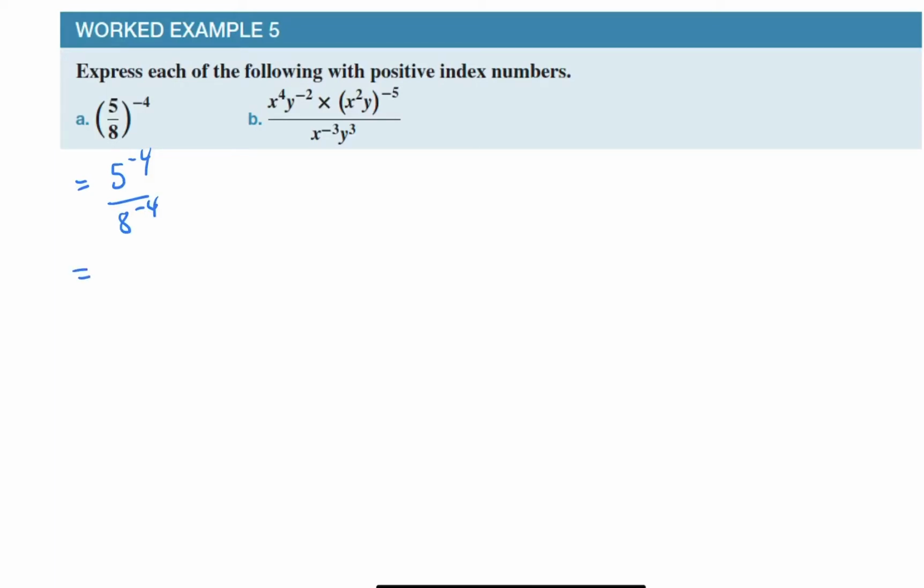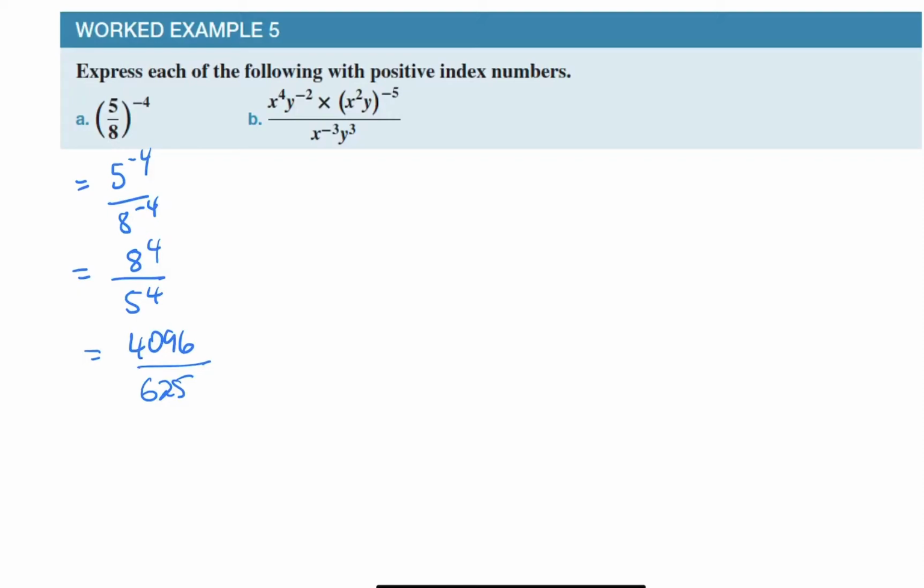If I bring this to the bottom, that becomes 5 to the power positive 4, and 8 to the power negative 4, if I take that above the line, it becomes 8 to the power positive 4. In a non-exam question you could then do this as 4096 over 625. In exams, I will just stop at this step because you should not do this without using a calculator.